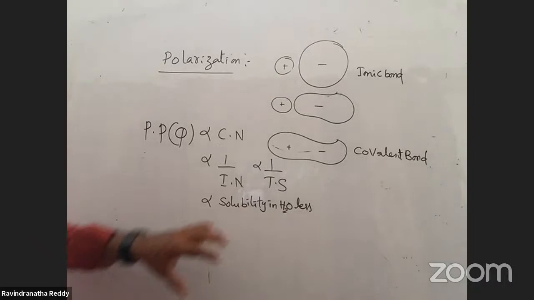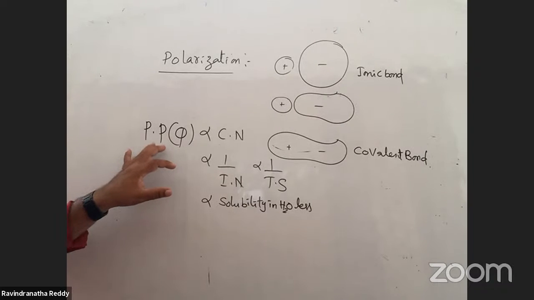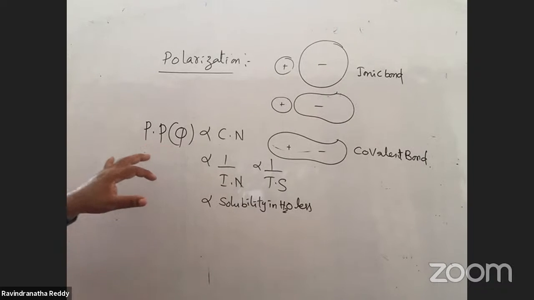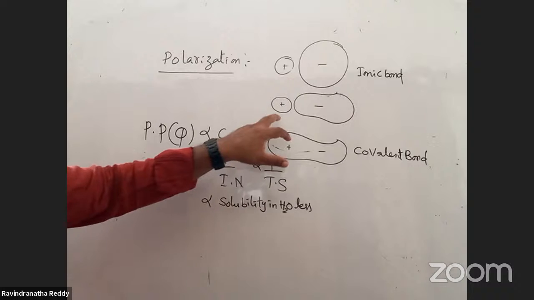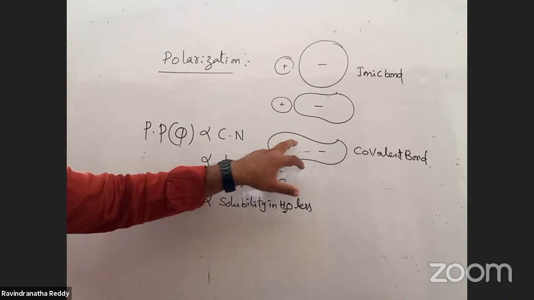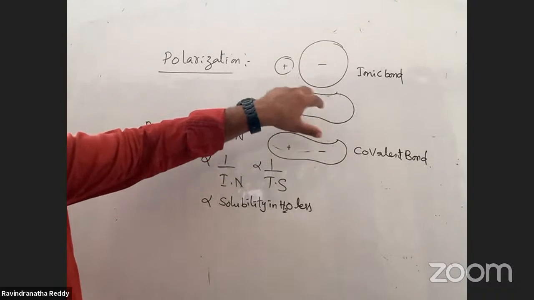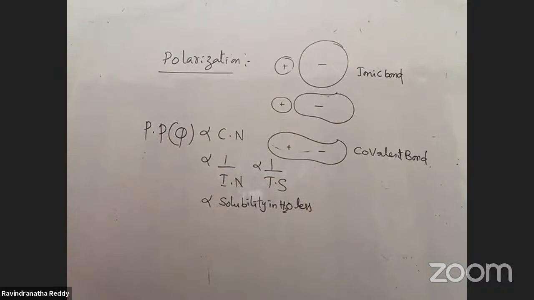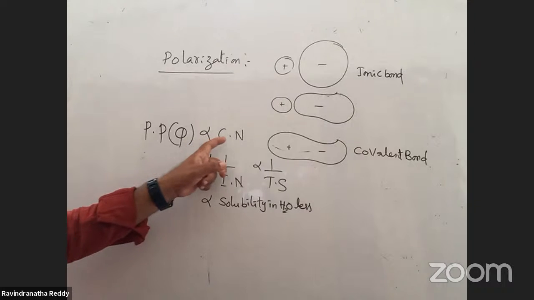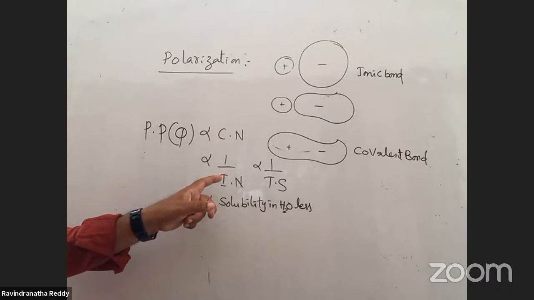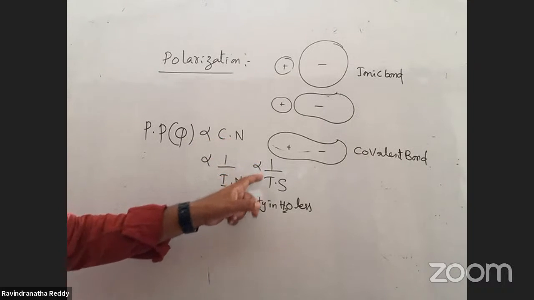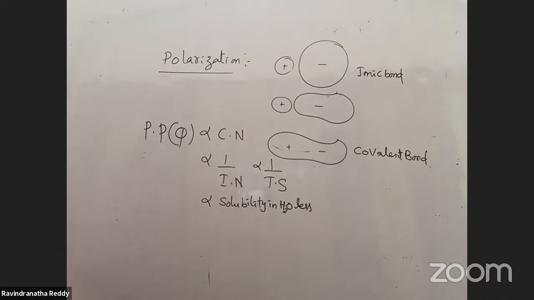So we can explain all these properties based on polarizing power. Polarizing power means the power of the cation to distort the electron density of the anion. If polarizing power is more, covalent nature is more, ionic nature is less, and thermal stability is less. So these are the relations.